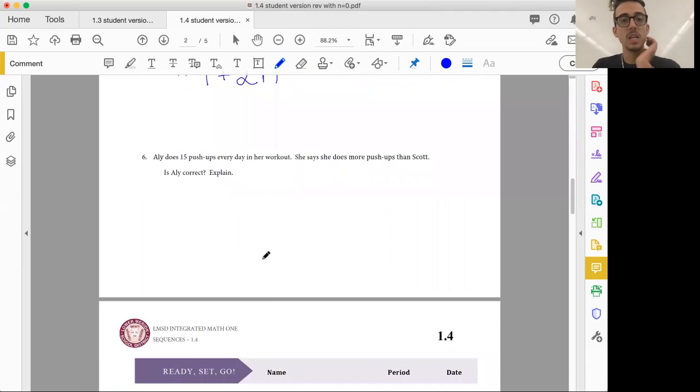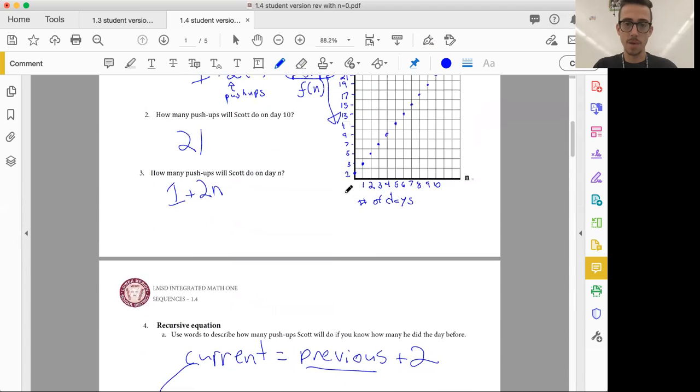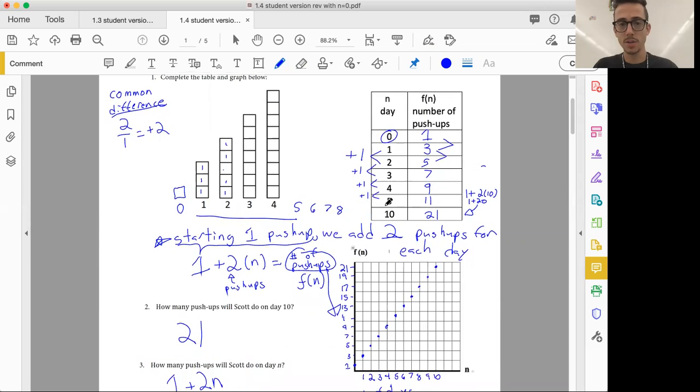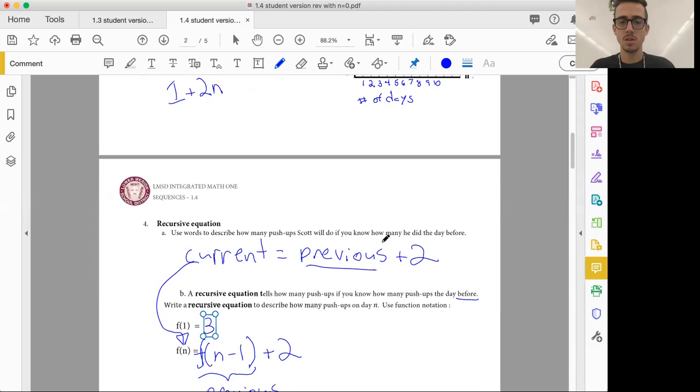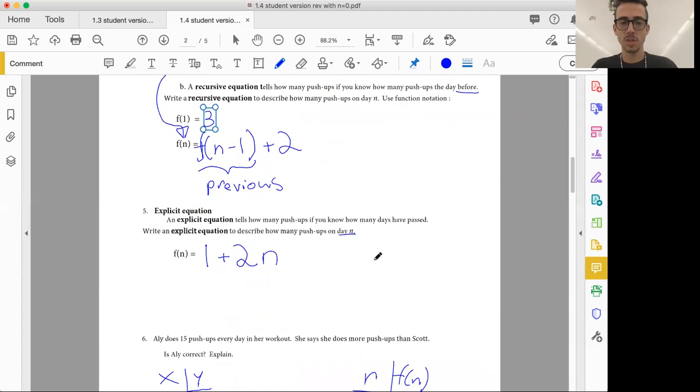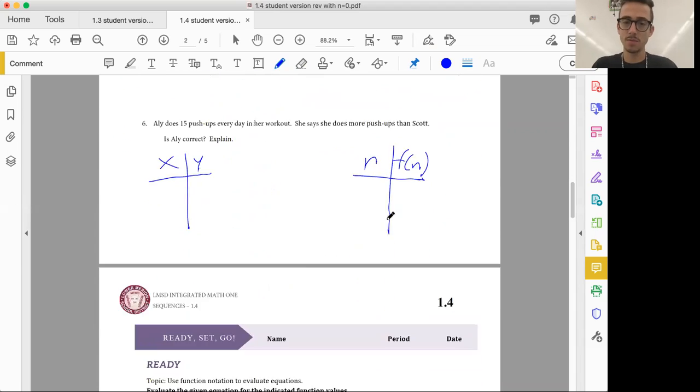Allie is going to do 15 every day. She says she does more push-ups than Scott. Is Allie correct? Well, I'm not sure. Let's make a quick table about this. I'm going to use X and Y to talk about Allie. And for Scott, I'm going to do N and F of N. We already had a bit of the table done up here. So I'm actually just going to continue from 6 and go to 7. I mean, these are already filled in for us.